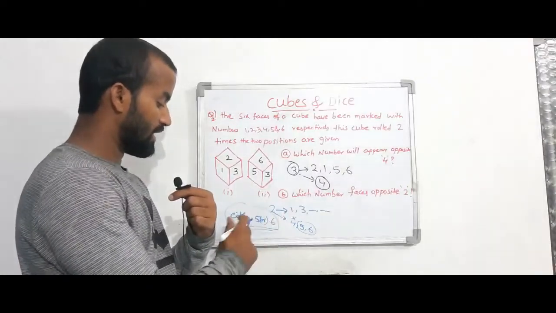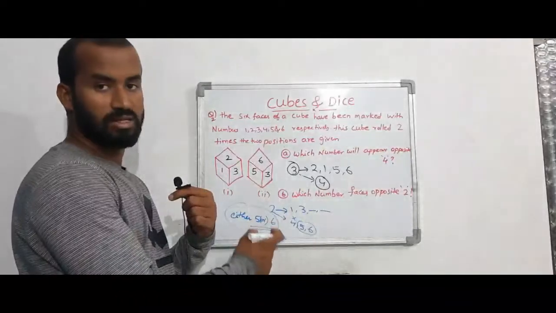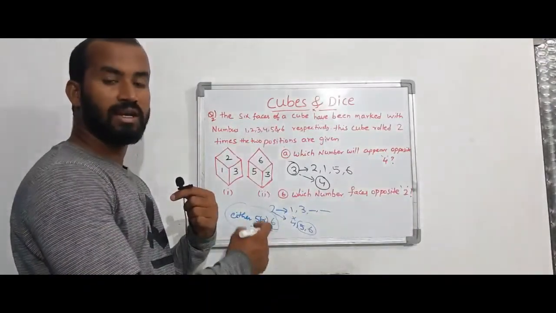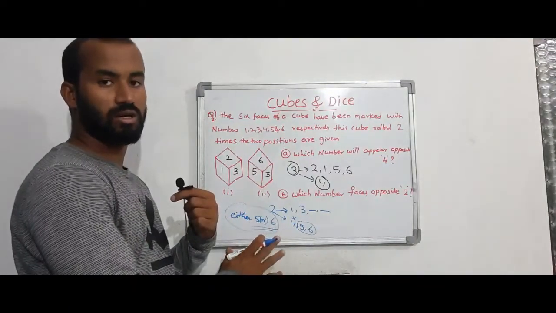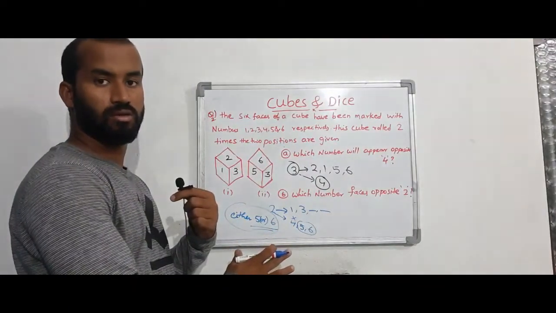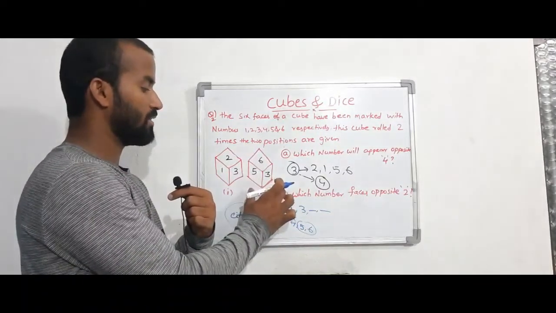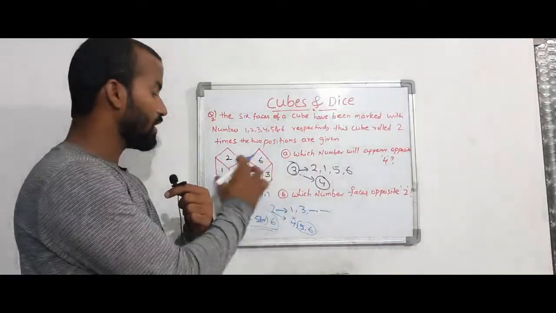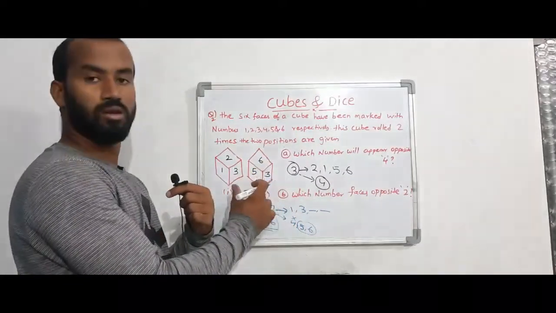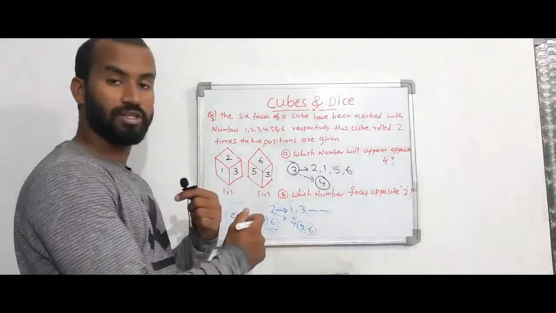Otherwise, if the option is given as either 5 or 6, that is right. Otherwise, data is not sufficient. That option given means that is the right answer. Okay. When two views are given, sometimes we can't tell what is opposite to what. That is this situation. Okay.